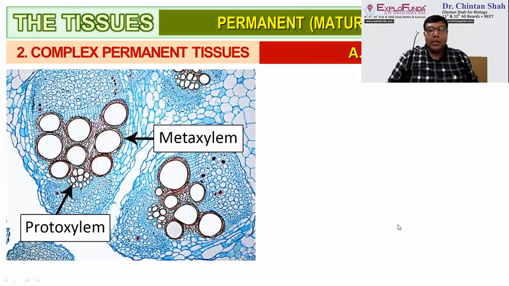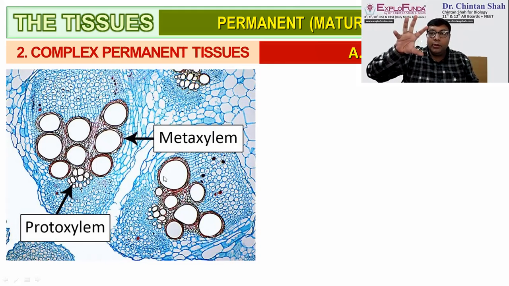How is the lumen? Proto means primary, the first form. Protoxylem has a narrow lumen. Metaxylem has a big lumen. Again, protoxylem is narrow lumen and metaxylem is big lumen.